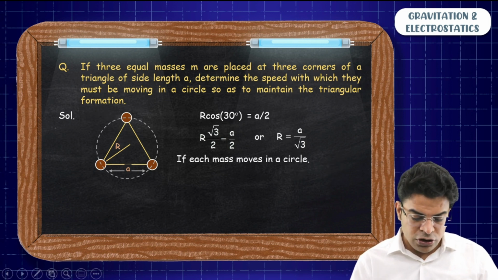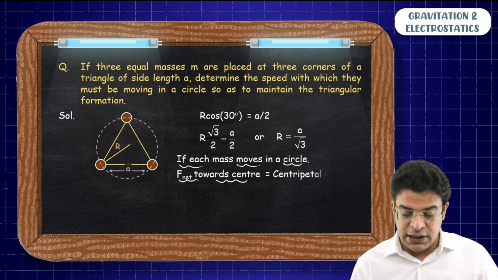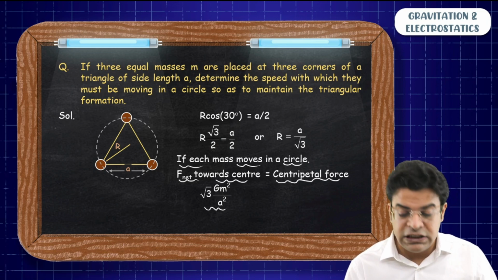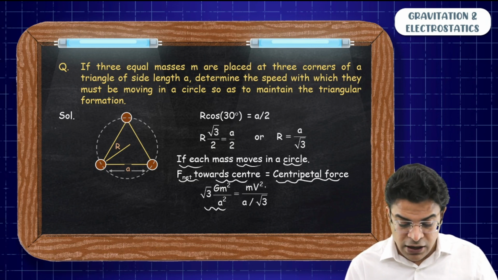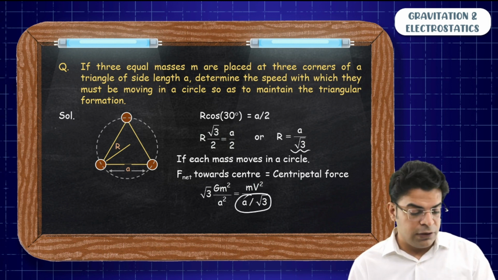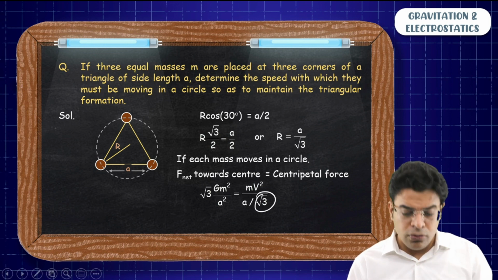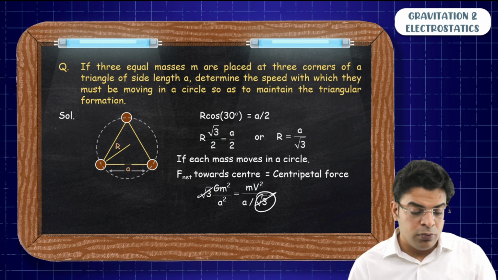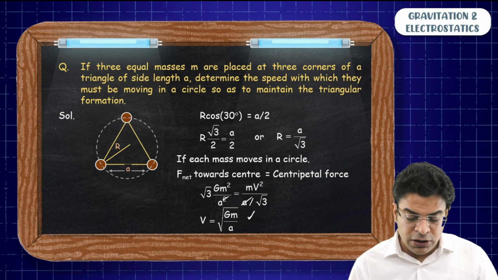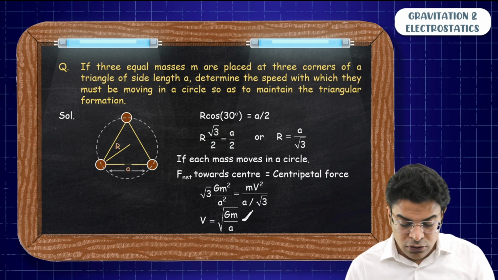Game over. So you will say, if each mass moves in a circle, the net force acting towards the center has to be equal to centripetal force. The net force acting towards the center is root 3 G m square upon a square. This has to be equal to m v square upon r, and in place of radius you can substitute a by root 3. Once you do this, this root 3 moves from the denominator of the denominator to the numerator, and these two root 3 on both sides get cancelled, and one a gets cancelled with one a, so you get v equal to under root of G m by a. v comes out to be under root of G m by a.